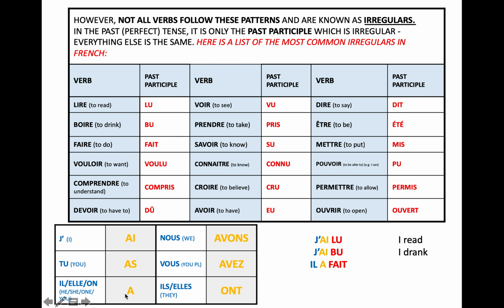Il a fait. Well, the il and the a are exactly the same, but faire, we can't take the RE off and add a U. We have to use fait instead. He did. Nous avons voulu. Again, we can't just take off the IR and add a U. We've got to have voulu as our past participle, but again, nous avons voulu. We've got those three parts that we need to say we wanted. Ils ont compris. Ils ont, we can't say comprendre, it becomes compris. They understood. All of these have three elements, just like we need a subject, an auxiliary, and a past participle.